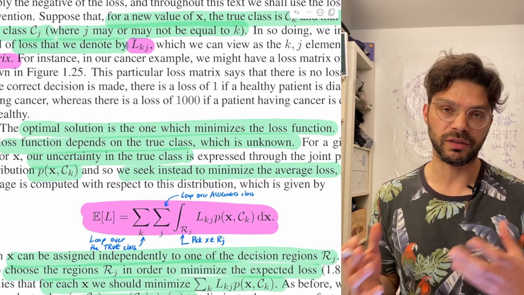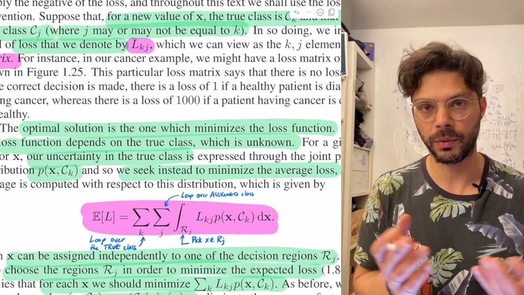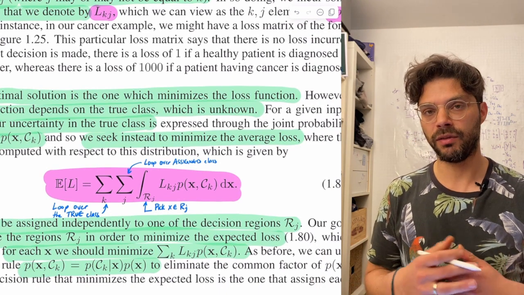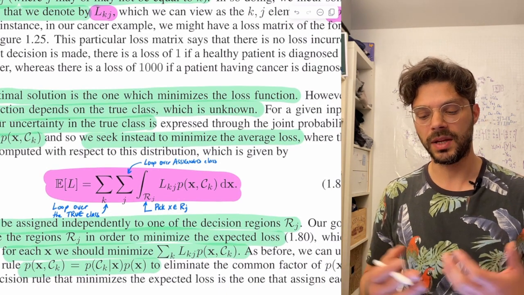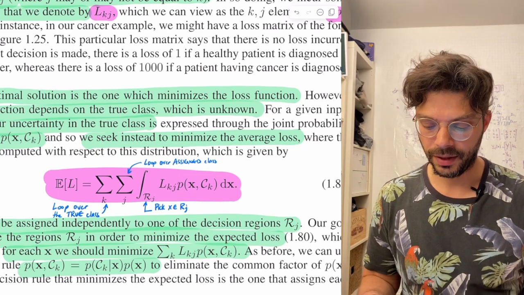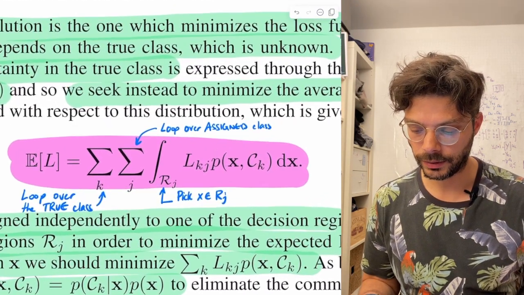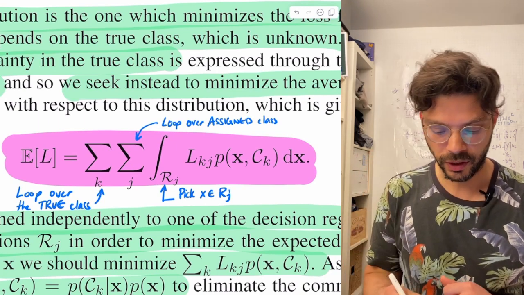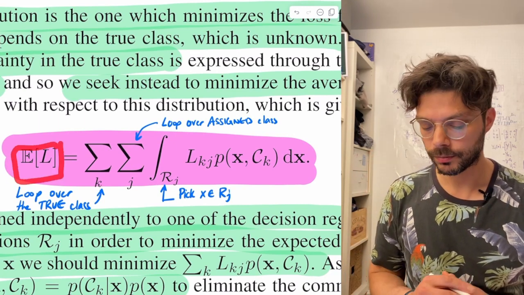So instead of just assigning to the class when we're fully certain, when we're uncertain about the class, then we have to minimize not the loss itself, but the expected loss. And that's the expression for it here. It has a few pieces that we should go over. So here's our expected loss.